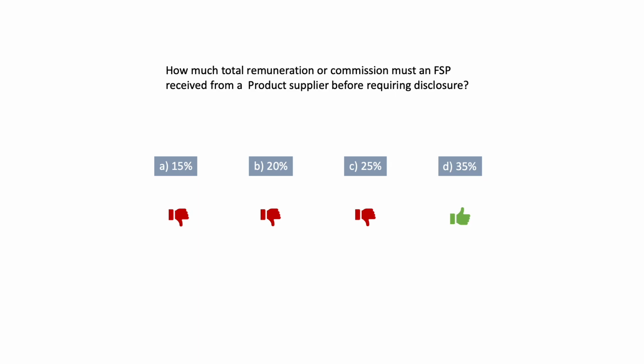Where an FSP receives more than 30% of remuneration or commission from a product supplier or product provider, they must disclose this to the client. Therefore, out of the options provided, only 35% is over the 30% requirement.